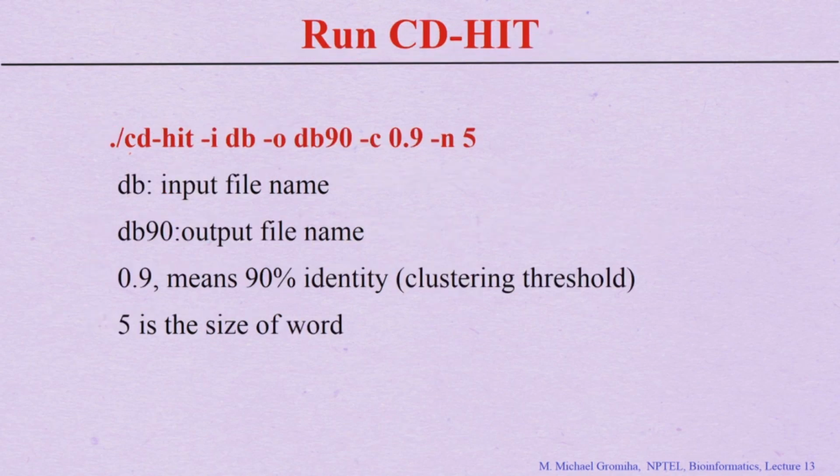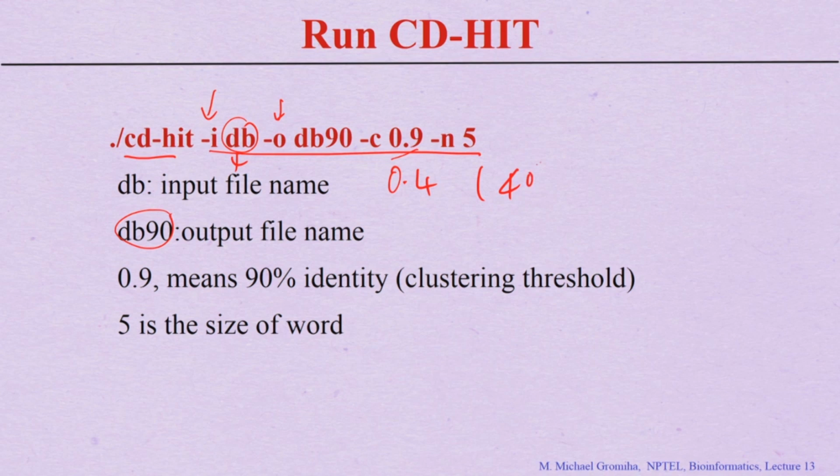So, how to run CD-HIT? Because this is the program, you put ./cd-hit and this is the command we have to give. What is -i? That is input, we give the input file name, and what is -o? This is output, the output file name, DB9 is the output file name, and here we give -c 0.9 and -n 5. What is 0.9? This is identity, so which identity you require, whether 90% or 80% or 40%. If you need 40%, what you have to give? 0.4, right, for example 40%.